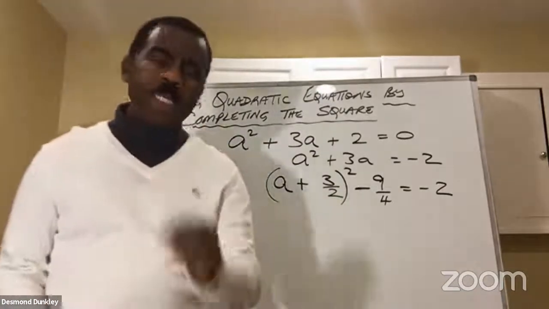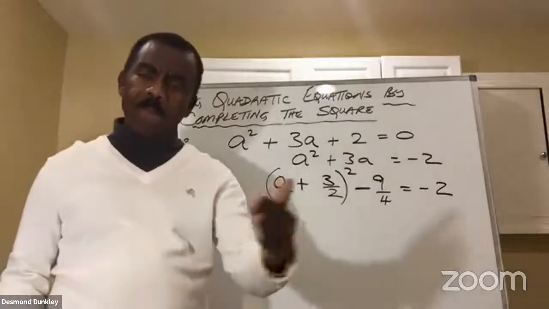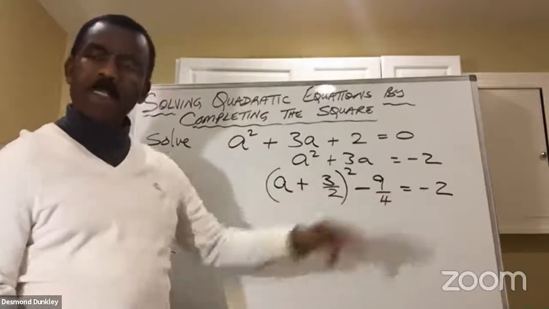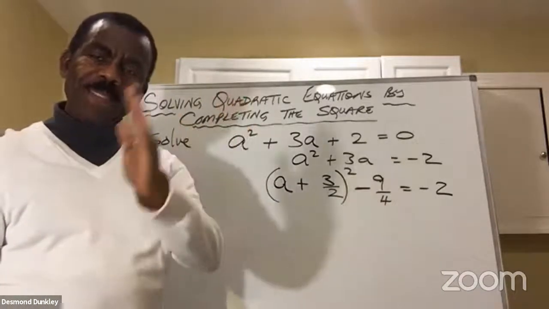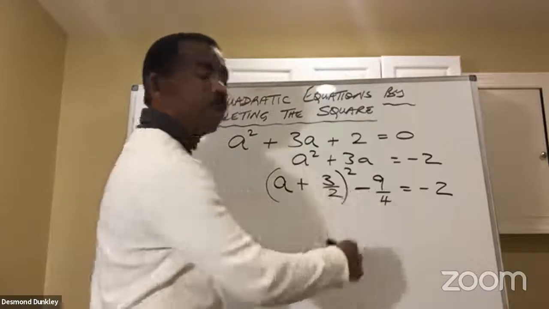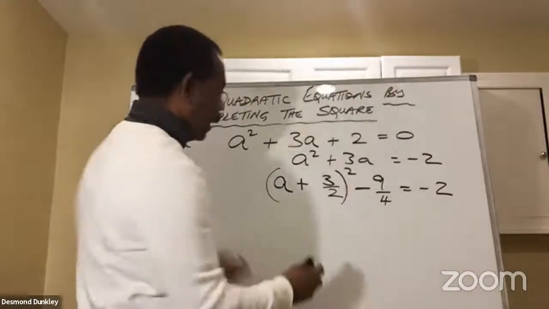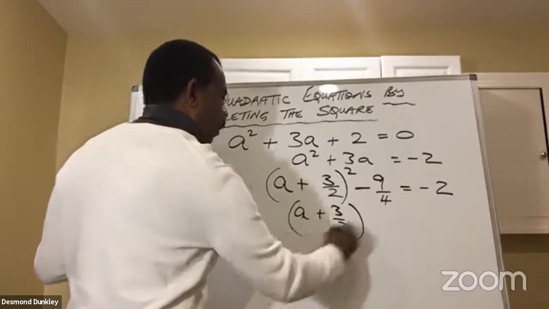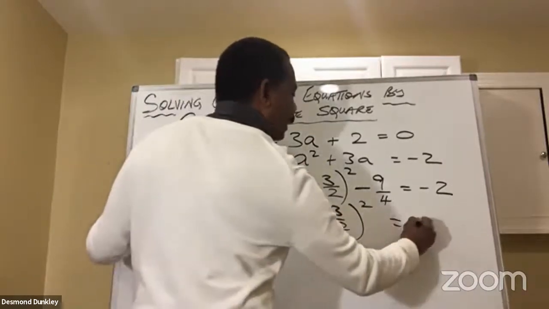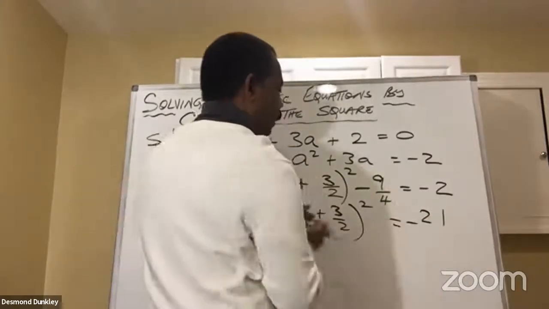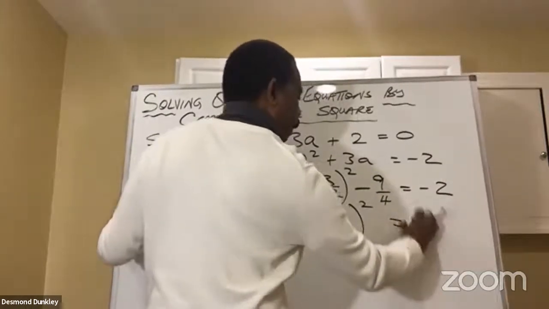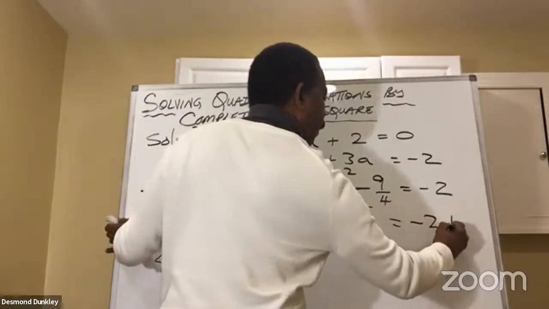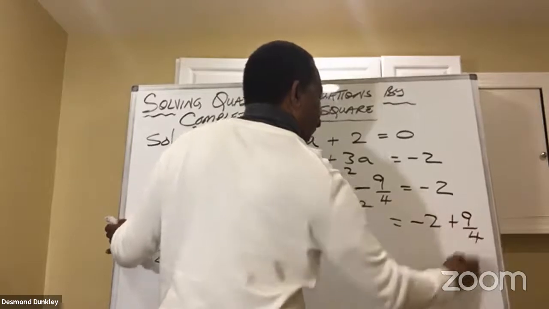So now our goal is to get a by itself. So you have to get rid of this, get rid of that, and then get rid of this, step by step by step. So how do you get rid of this? You add 9/4 to both sides. So a plus 3/2 squared is equal to -2. Ooh, this is ugly. It's equal to -2 plus 9/4.